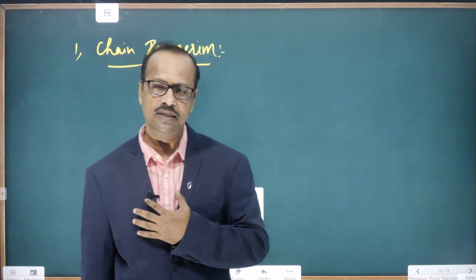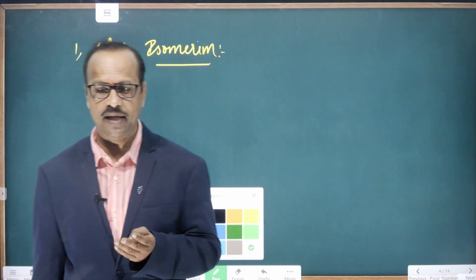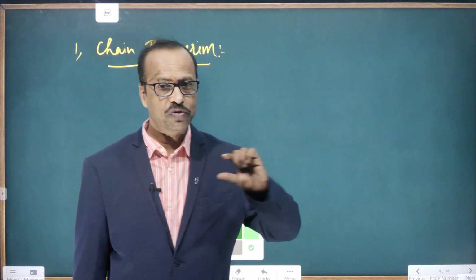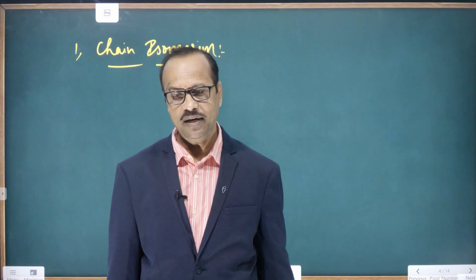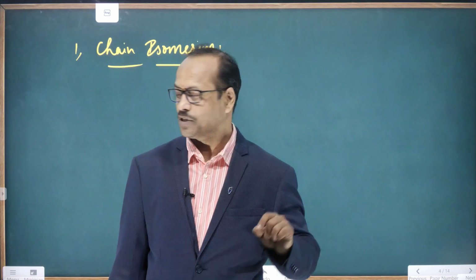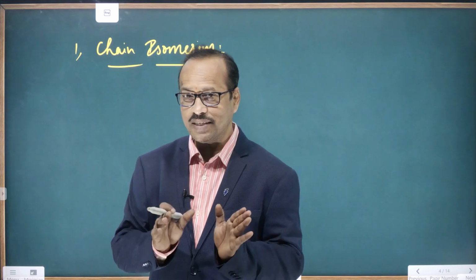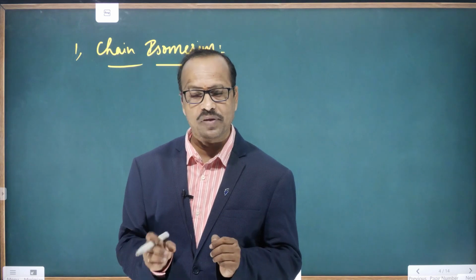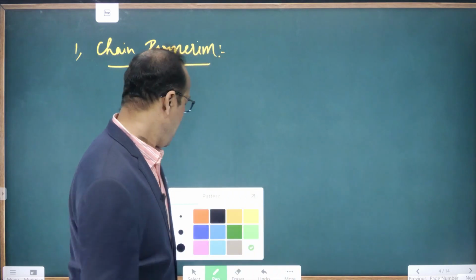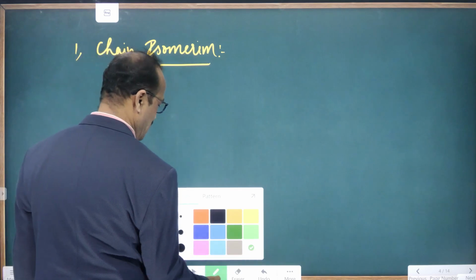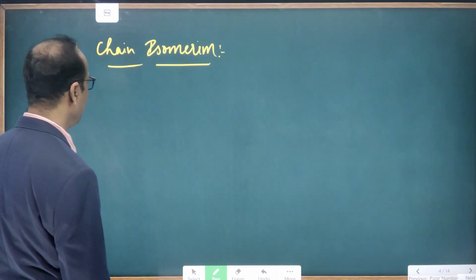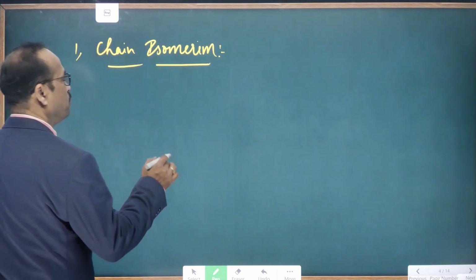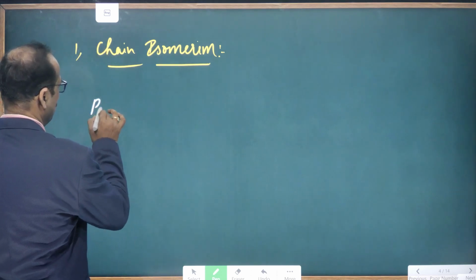Root word we already discussed: eth, meth, prop, but, pent, hexyl, like the long chain. While giving the nomenclature we discussed, first you need to select the longest chain. So chain isomerism is what? If there is a difference in the chain, then that is called chain isomerism. Let's see now how you can understand. For example, I will take butane. First, let's go with butane.